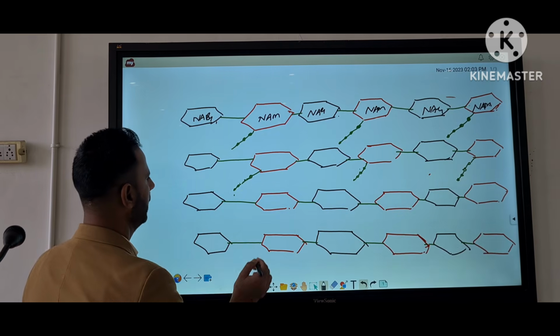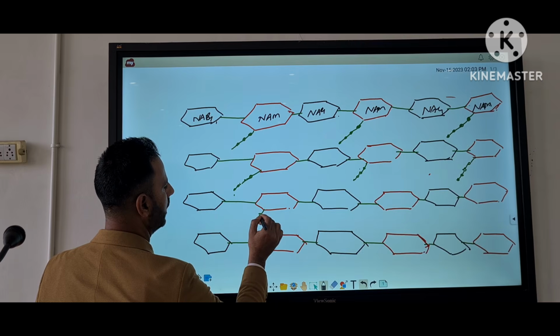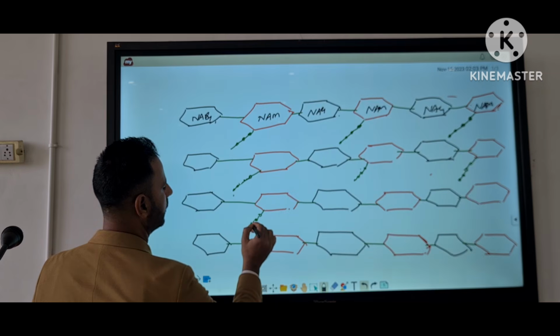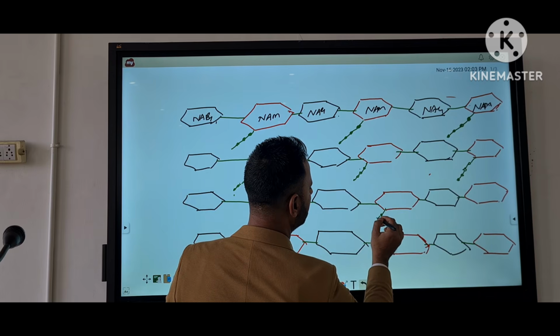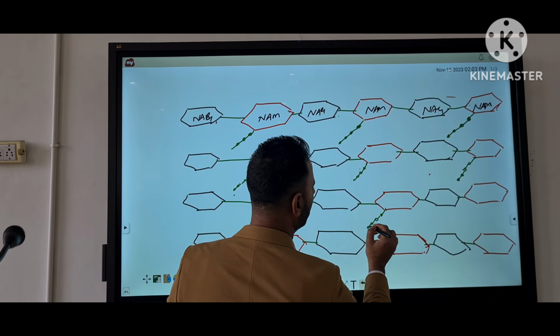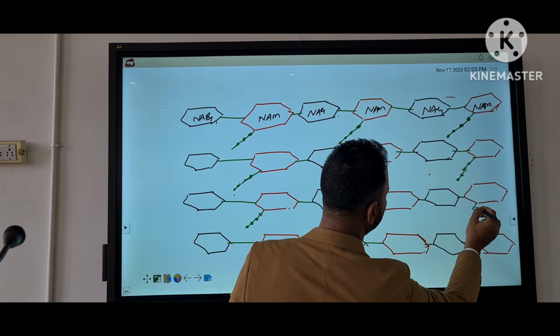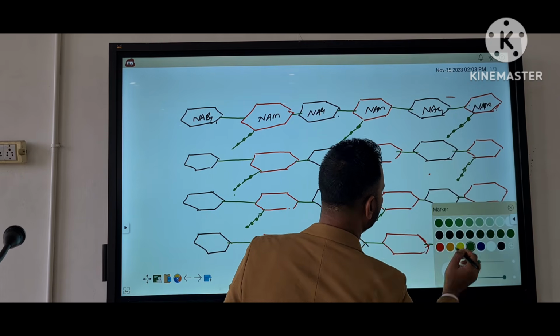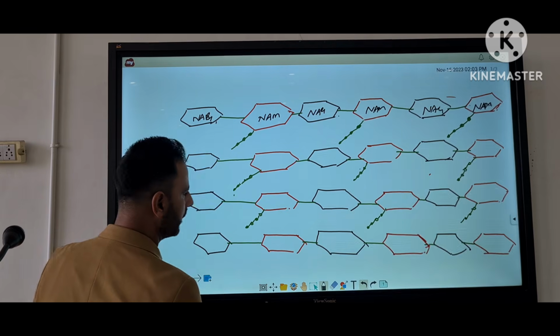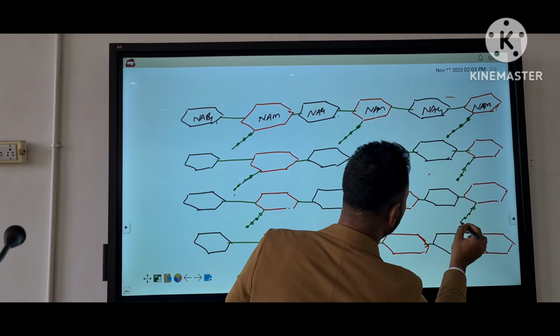Here also we'll make 1, 2, 3, and 4. Here also we have 1, 2, 3, 4. Can you name it? First one is? Second one is? Isoglutamine. Third one is? And fourth one is? Alright. Absolutely right.